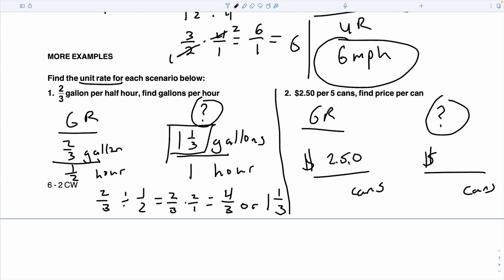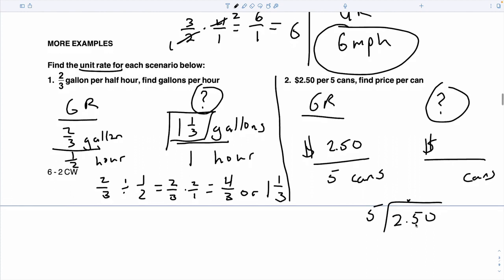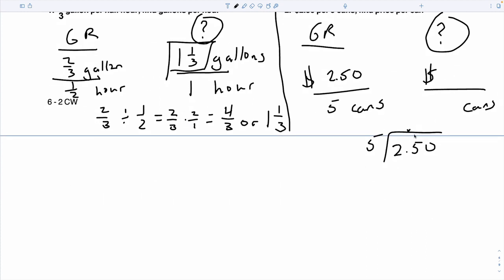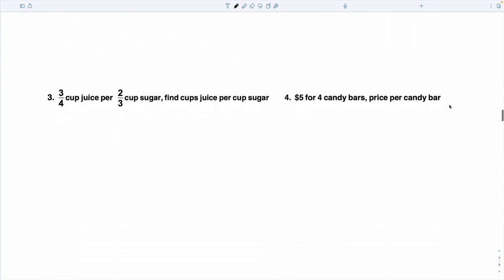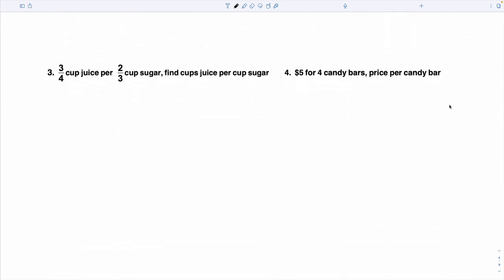2.50 for 5. Well, this is like division, kind of like our sprint. Let's set up 2.5 divided by 5. You could make a fraction, but if they give you a decimal, try to keep it in decimal form. That's probably what they want you to do. And what's the answer for this one? Daniel. 0.5 or 0.50. If it's money, let's keep the 0 because 50 cents looks better than 0.5. Your unit rate is 50 cents per 1 can. You try 3 and 4.